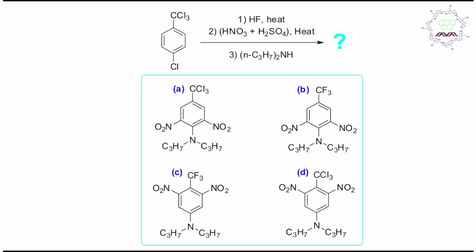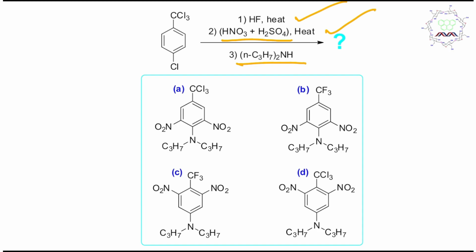So if you look at this problem, this reaction is associated with a three-step reaction. The molecule you can see here is reacted first with HF in terms of heat. Second step, mixed acid, so sulfuric acid, nitric acid, heat, and third step is this amine. So we need to go stepwise.